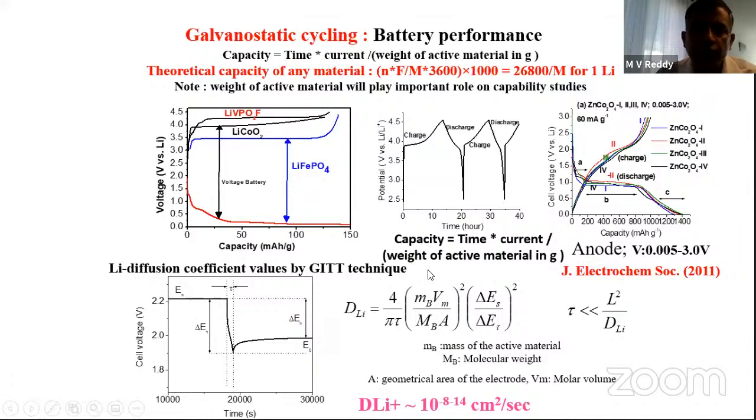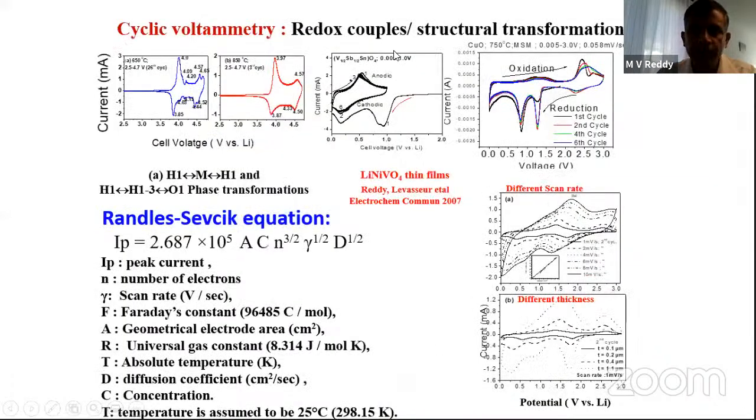So I told you how to calculate the capacity. Capacity is nothing but how much time is taken from charge to discharge, multiplied by current, divided by the weight of the material. So this is called capacity. And I already told you about how to calculate theoretical capacity. We also need a good lithium diffusion coefficient, which we determine by GITT techniques. Cyclic voltammetry is a very important technique to know the redox couple as well as kinetics, and it is also a well-known technique you are going to use in solution electrochemistry. I think people can adopt a similar concept.